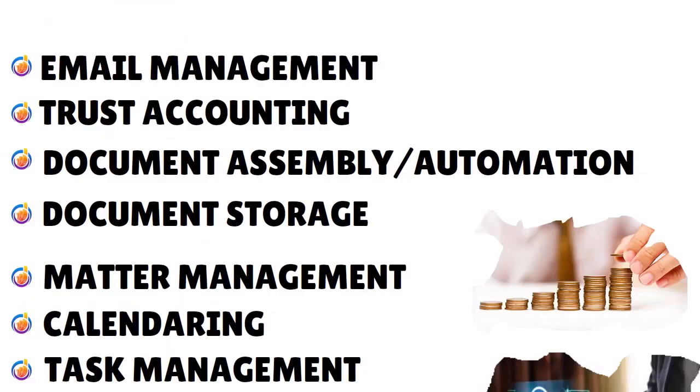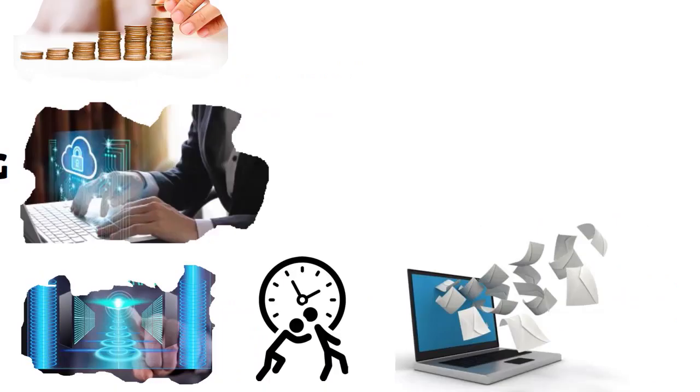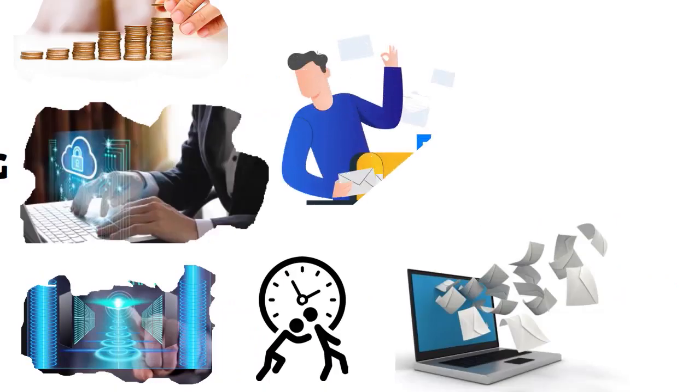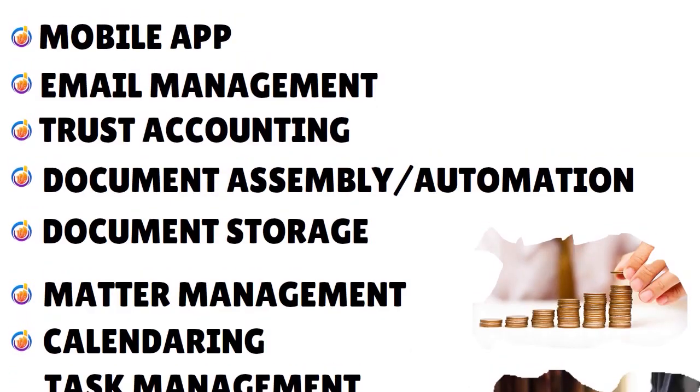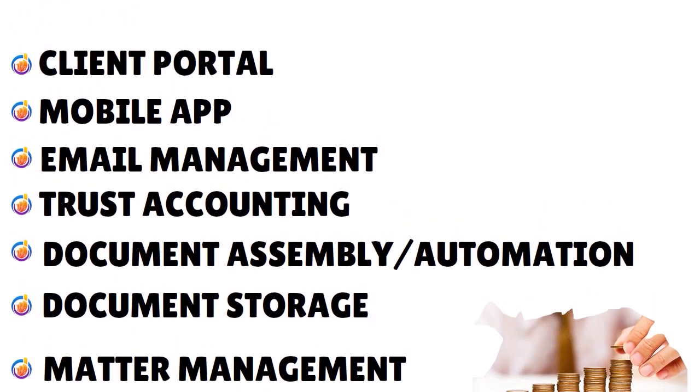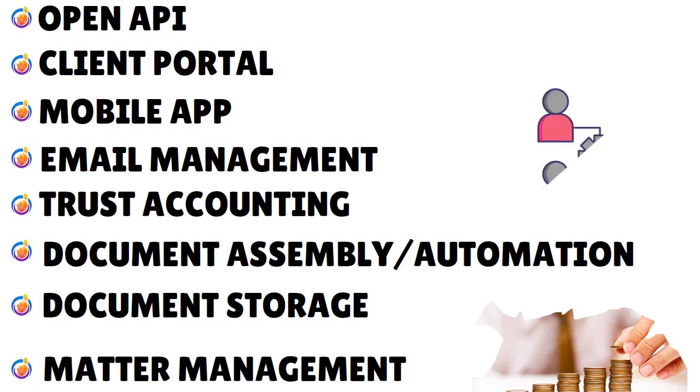Another fantastic area where Clio is adding value because you are able to save emails to specific matters via Outlook integration. You have a mobile app. You have the client portal. So Clio allows you to have a client-facing online portal to share documents and updates with clients and other third parties. And you also have an open API. So API, application program interface, whereby you are able to develop integrations with the software.